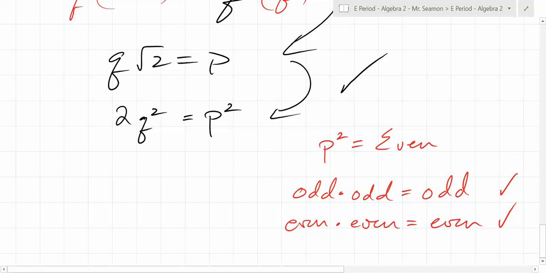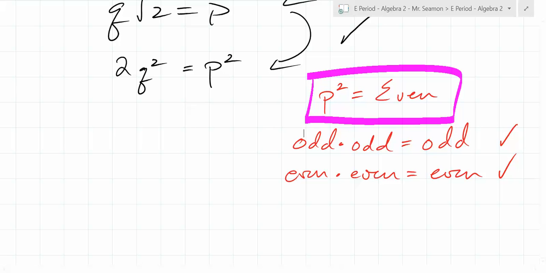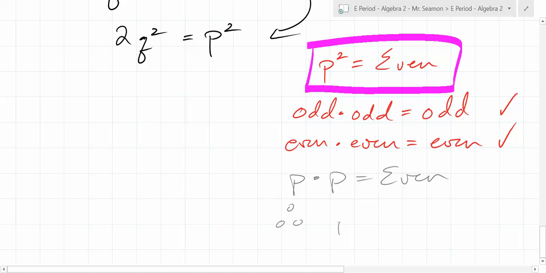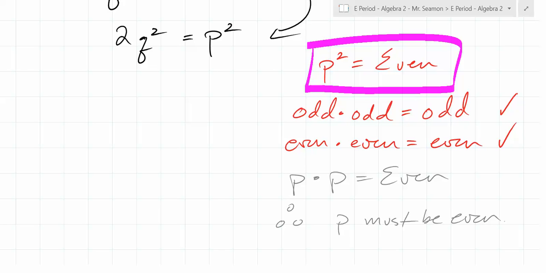Okay. So what did we come up with right here? P squared is even. So we know that P times P is even, right? So therefore, what can you tell me about P? P must be even. You just told me that an odd times an odd is an odd. An even times an even is an even. You know that P times P is even, so therefore, that's what those 3 dots mean. P must be even. Are you okay with that?